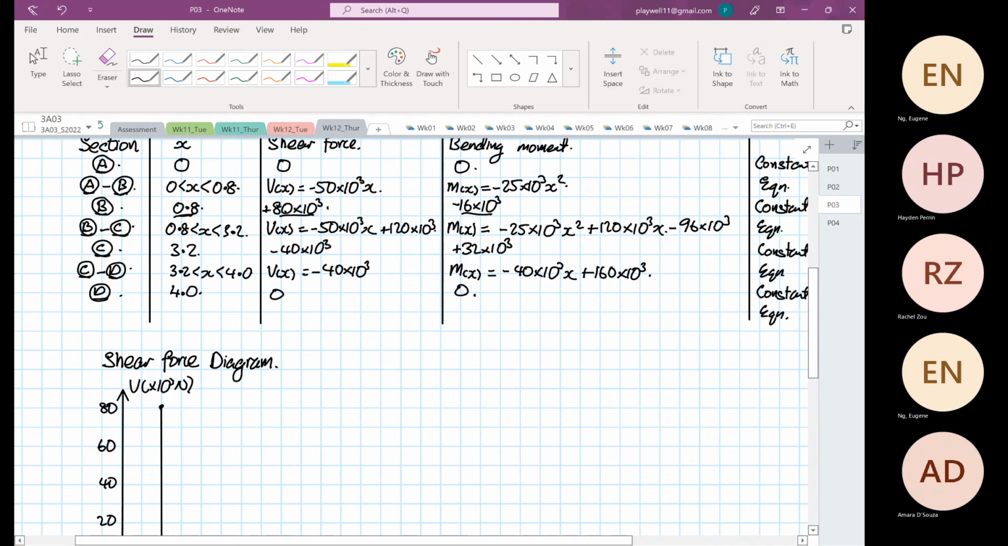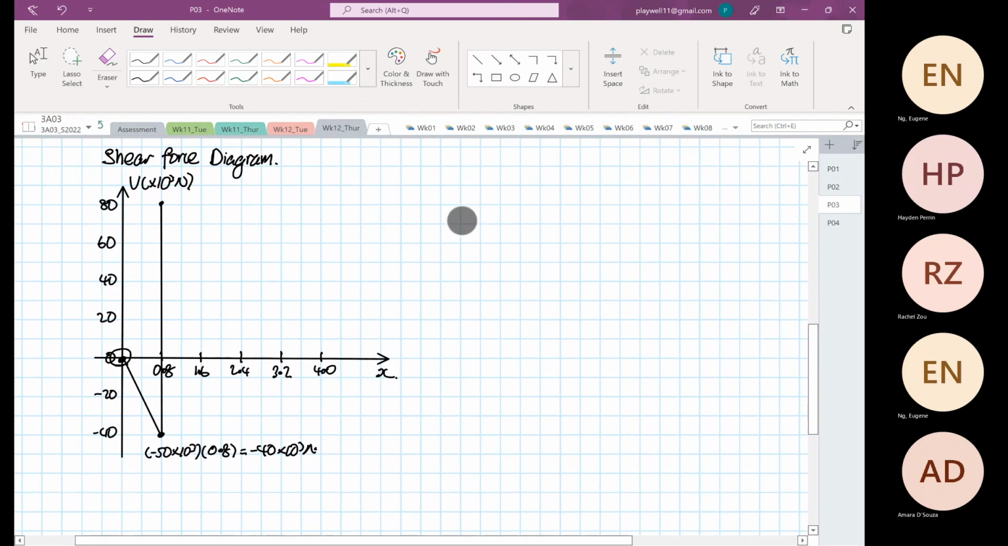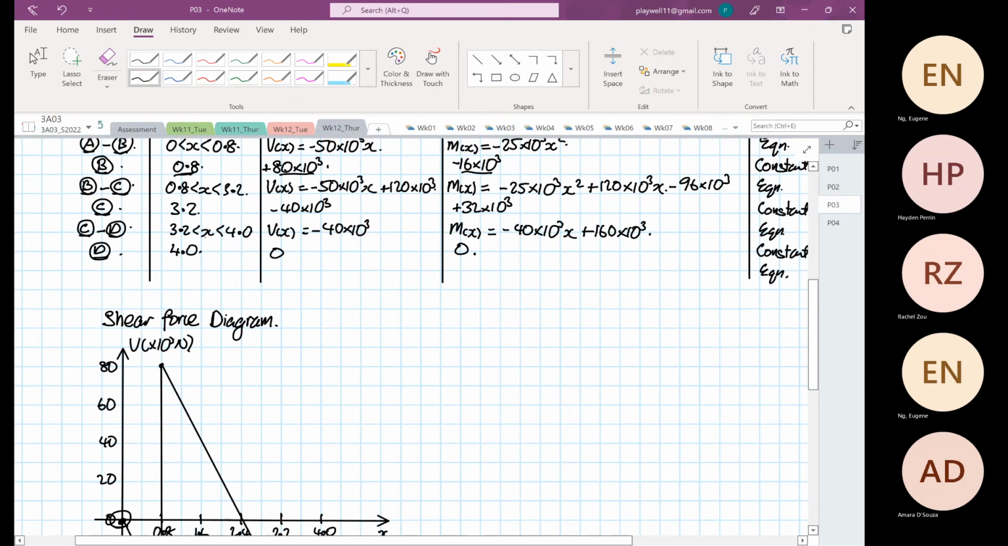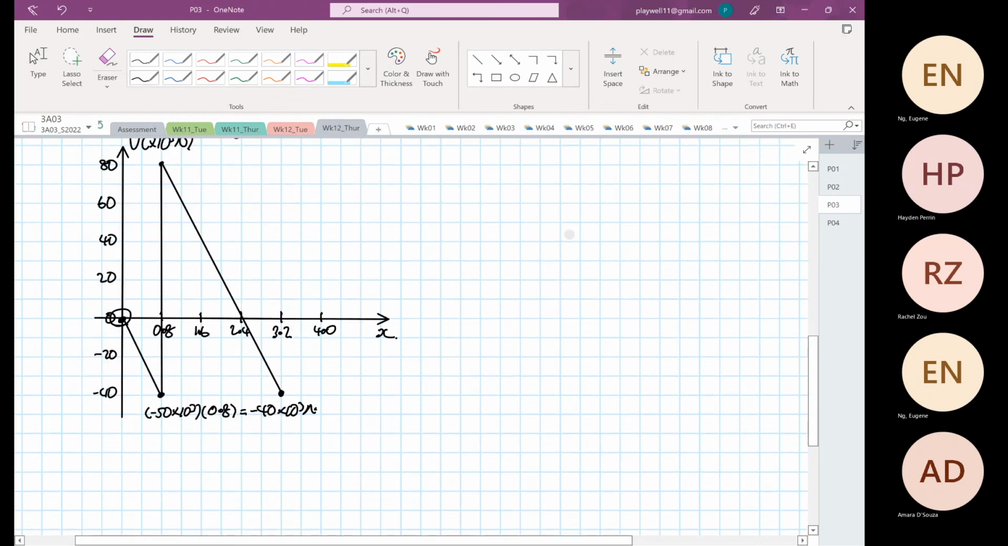Then the next one is minus 50 times 10 to the power 3 x plus 120. When x is at point C, 3.2, it is minus 40. So we know that this is minus 40, then we draw a straight line. From 3.2 to 4 it stays at minus 40, then goes back to 0. So this is a straight line, and then this goes back to 0.